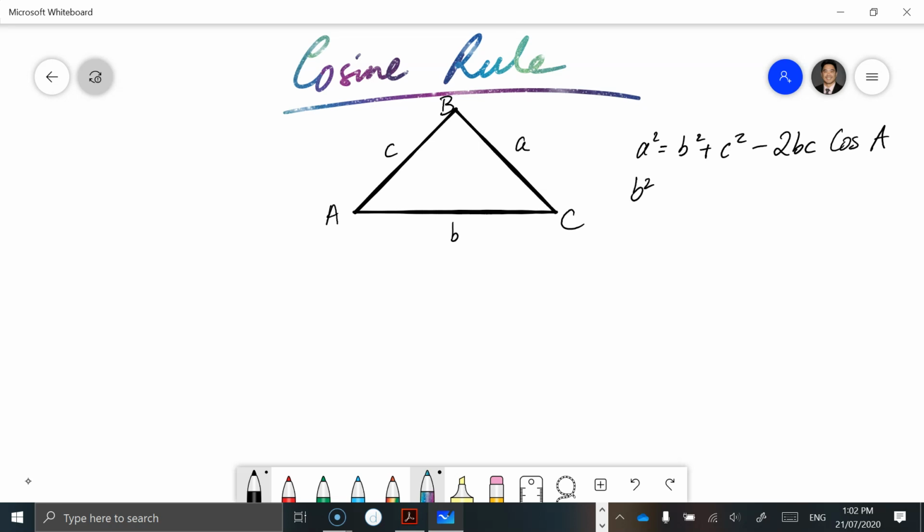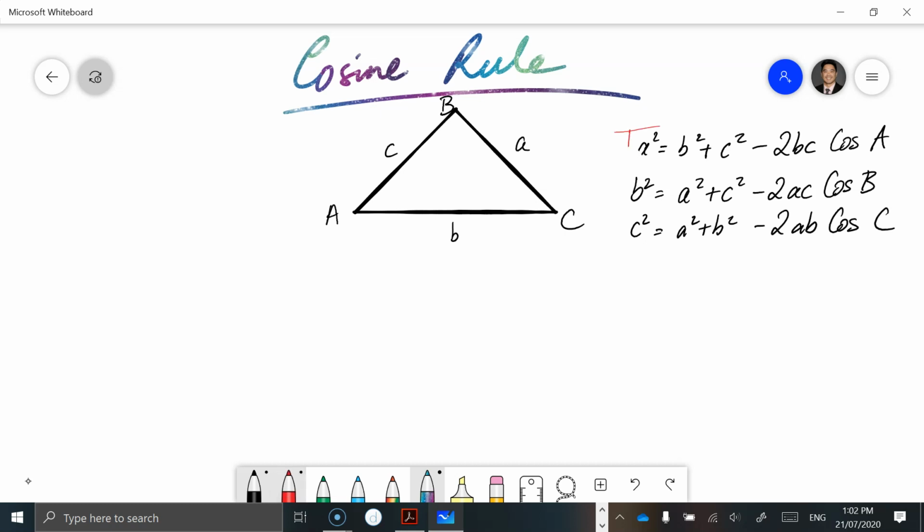Now, if we were to say b squared, because we've got a, b, and c, then it's basically going to be a squared plus c squared minus 2ac cosine of B. And if you are working with c squared, then you can say a squared plus b squared minus 2ab cosine of C. So you're just rearranging things, but ultimately you're just working with the one. All right, so let's put this into practice.